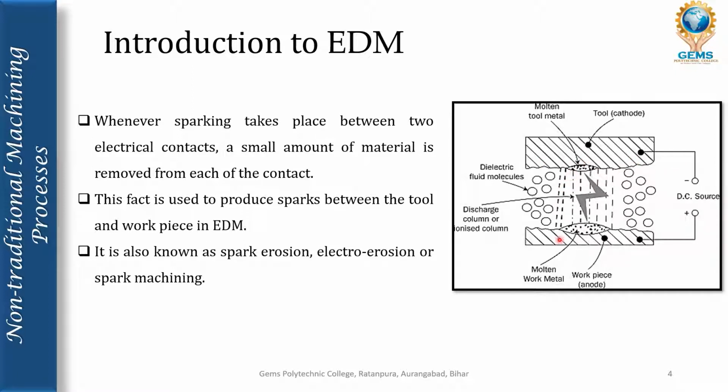Whenever sparking happens between two electrical contacts, a small amount of material is removed from each contact. This basic fact is used to produce sparks between the tool and workpiece in EDM. It is also known as spark erosion, electroerosion or spark machining.